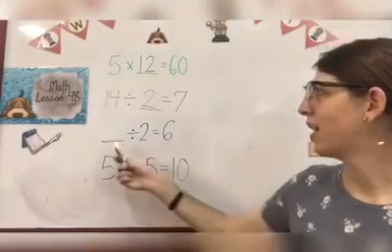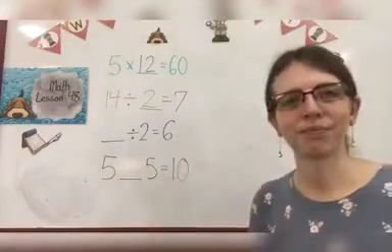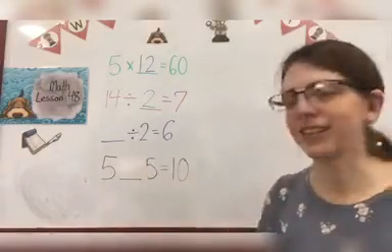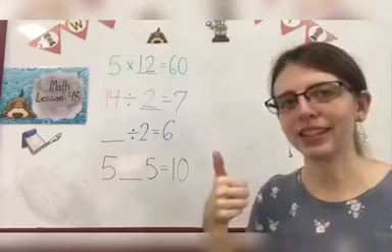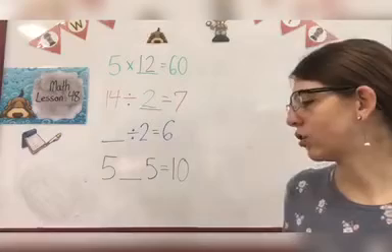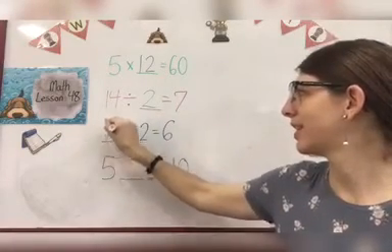Next I have blank divided by 2 equals 6. So that means that I have 2 groups of 6. What is that? Well, 1 group is 6, 2 groups is 12. So that means 12 divided by 2 equals 6.